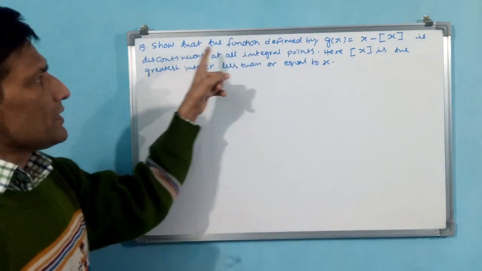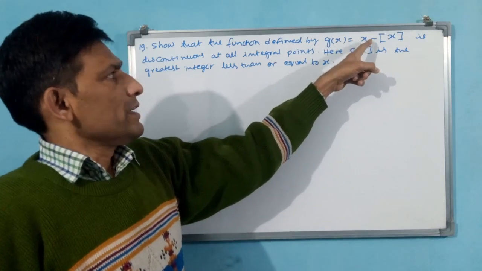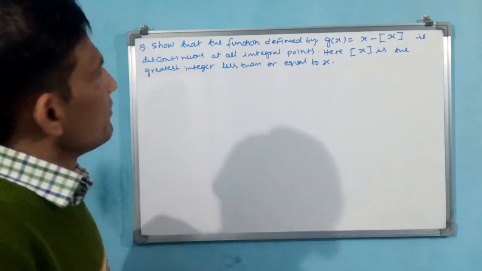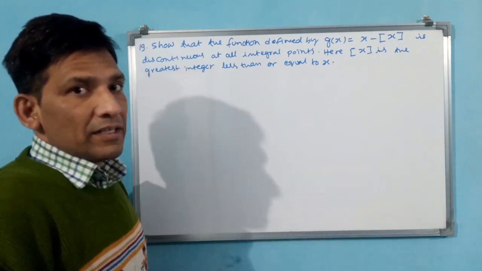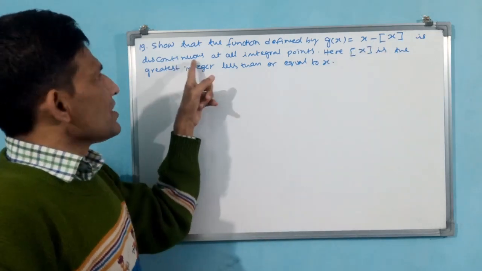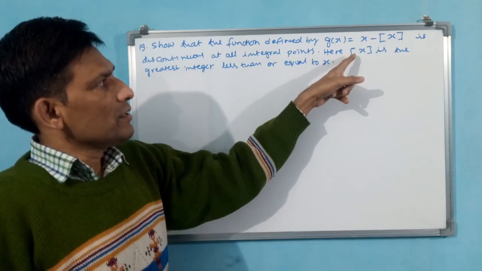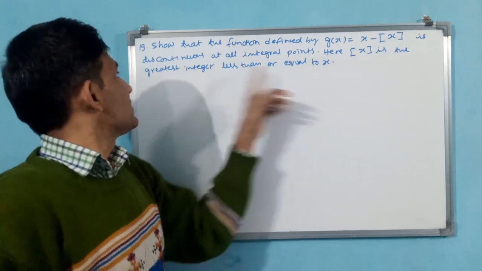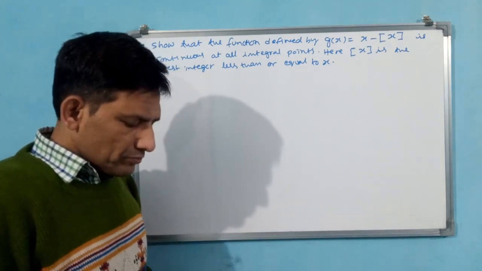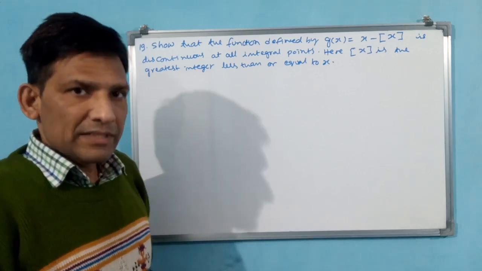Show that the function defined by g(x) = x minus [x]. What is that bracket x? That bracket x is the greatest integer function. The greatest integer function is discontinuous at all integral points. Here [x] is the greatest integer less than or equal to x. Before proceeding, let us understand the greatest integer function once again.